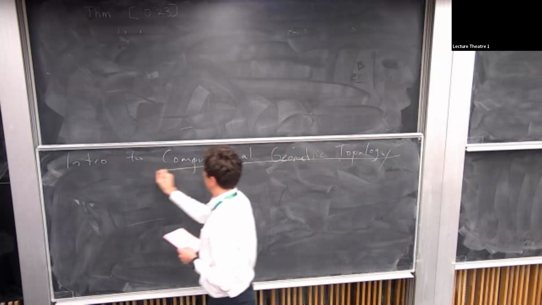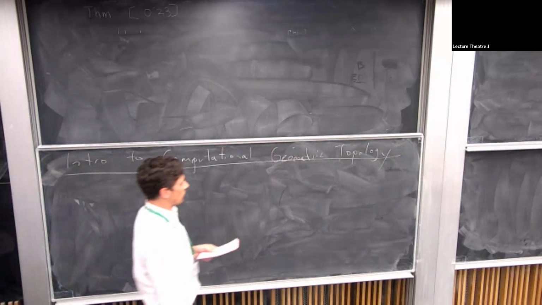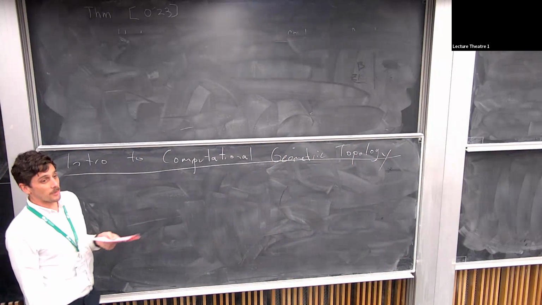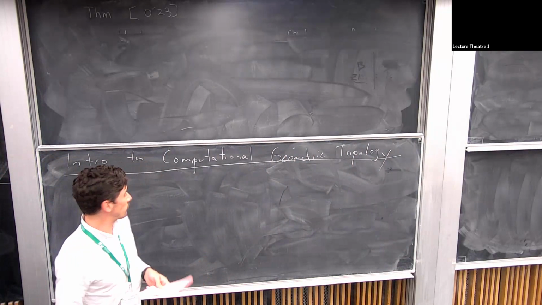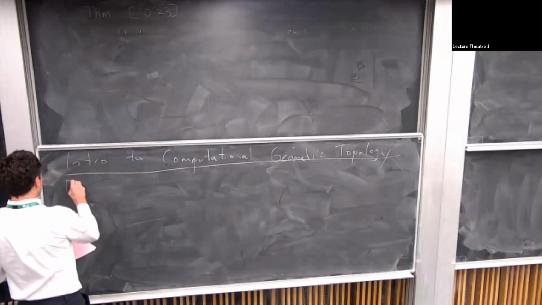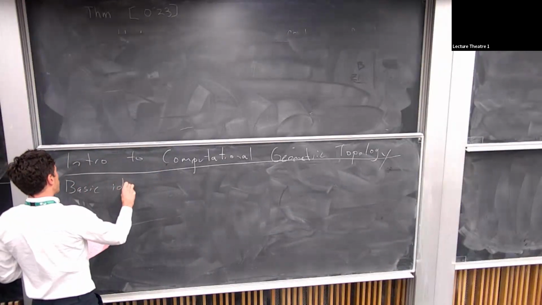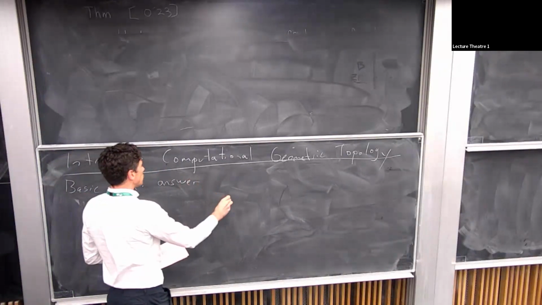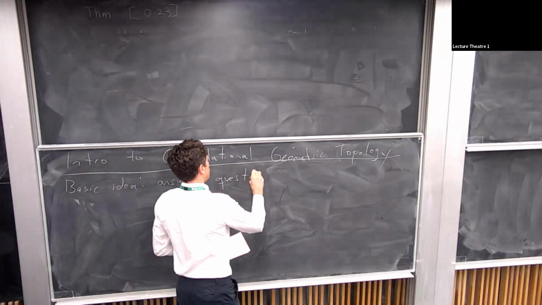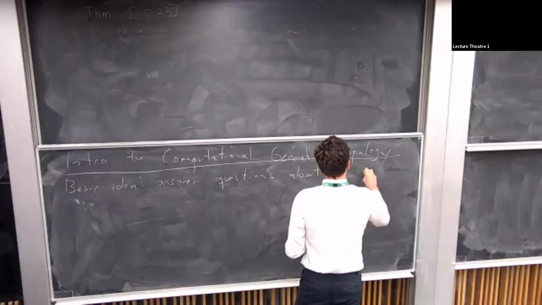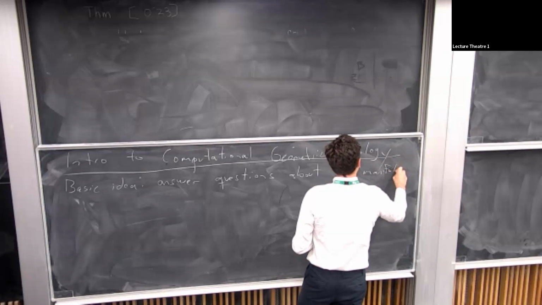So what do I mean? Well, first of all, if we're going to do geometric topology, you have to pick a category. Do you want to work with smooth manifolds? Do you want to work with PL manifolds? Do you want to work with topological manifolds? There's only one right answer if we're going to do computational geometric topology, and that's PL manifolds. Okay. So the basic idea is we want to answer questions about PL manifolds. But not just answer them in the mathematical sense. We want to do it algorithmically.